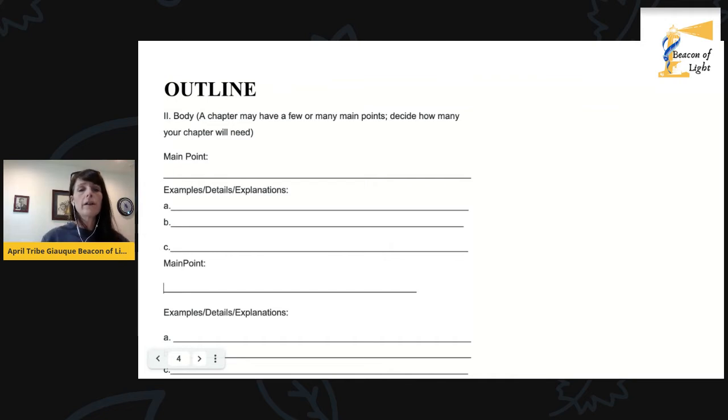You need to have a strong body with some main points that give examples that share it through a story. And then again, another main point. You might have 2 to 3. Please don't have more than 5 because you only have a chapter and that's going to be too much.